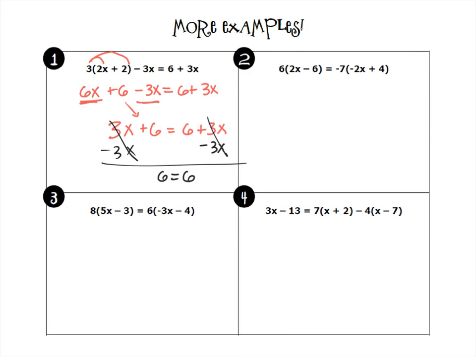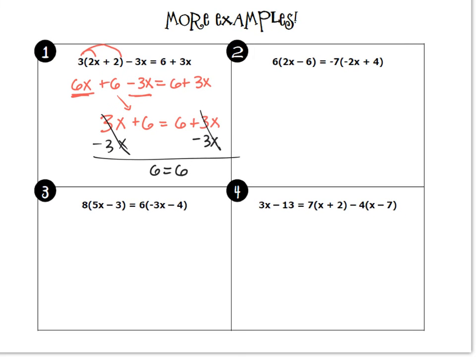If we have always true, look at the top of this page for the example. If we have something that's always true, there are infinitely many, infinite solutions to this particular problem, because 6 is always equal to 6.